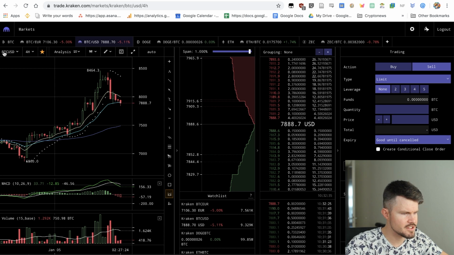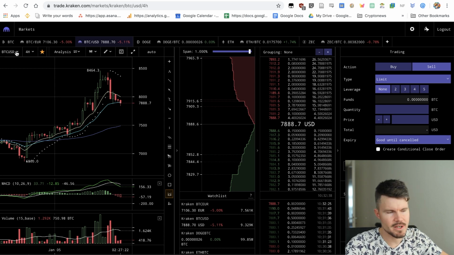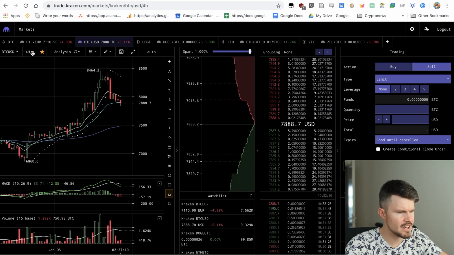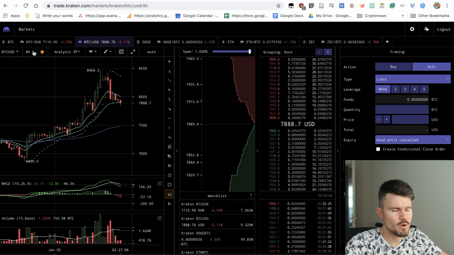Here on the left side, you see the BTC USD. That's the trading pair, and you can select the different trading pairs that you have available that you want to trade. And if you click on one, you will get the chart layout of that trading pair. Right of that, you've got the time frame. So at the moment, it's showing the 4-hour time frame.